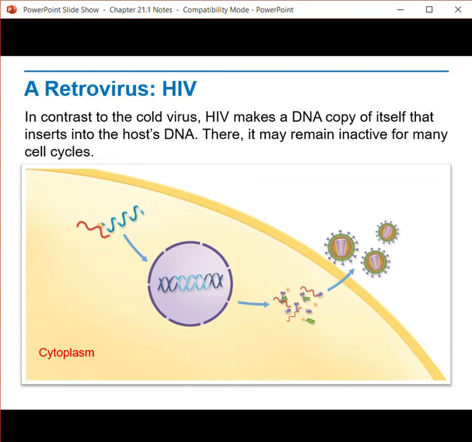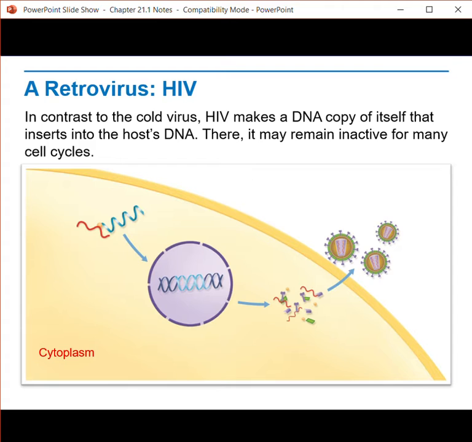Right, so we ended the last video with an introduction to retrovirus, and we ended with the common cold. So, a retrovirus. In contrast to the cold virus, HIV makes a DNA copy of itself that inserts into the host DNA. There, it may remain active for many cell cycles. So, let's talk about this right quick.